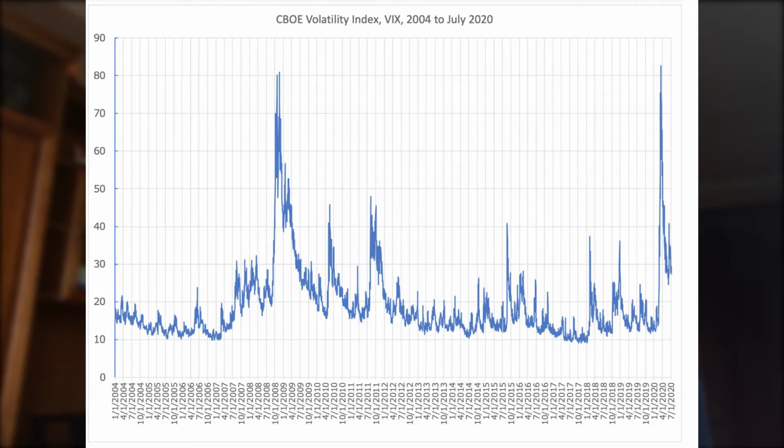The VIX takes a weighted average of all these option prices in the S&P 500 index and derives a single number which is called VIX. This one VIX number gives us a general idea if investors are paying more or less for the right to buy or sell the S&P 500 index.